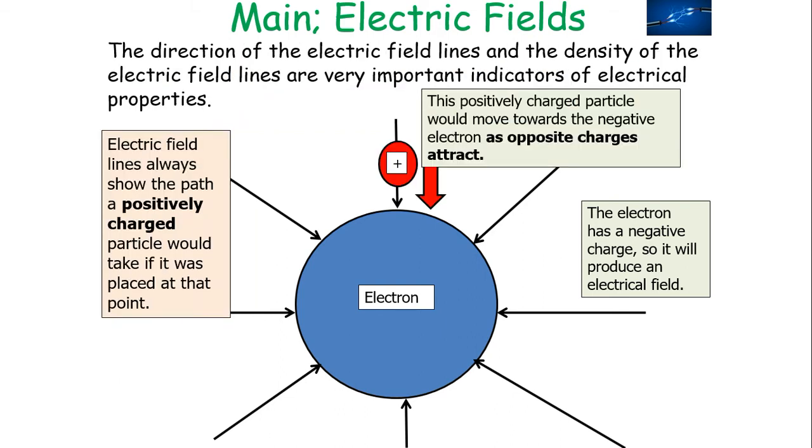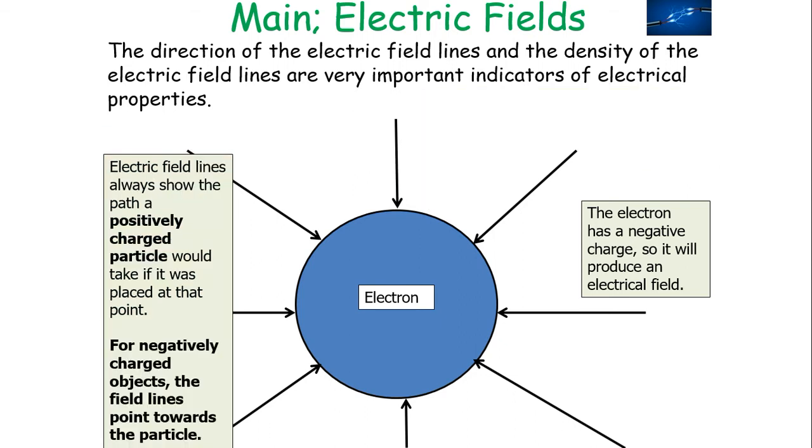Now, the direction of the field lines is very, very important. That gives a real good indication of the properties of the charged particle. We draw the direction of the field lines as the direction a positively charged particle would move if it was placed there. So, for example, if we put a positively charged particle near an electron, that positively charged particle would go towards the electron because the electron is negatively charged and oppositely charged particles attract each other. So in this case, the field lines point in towards the electron. So the point is, for negatively charged objects, the field lines always point towards the particle.